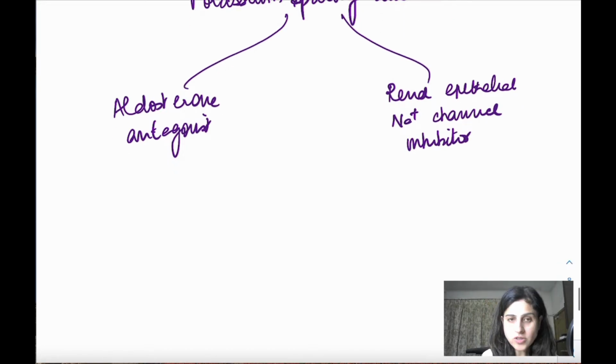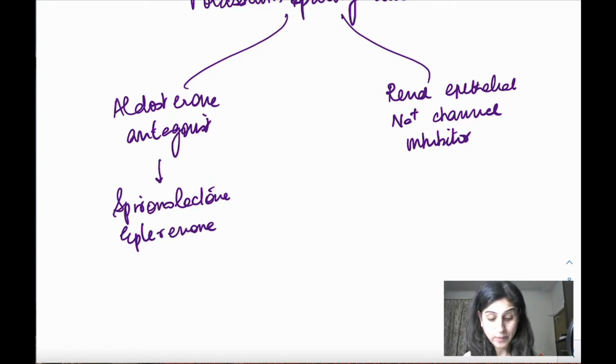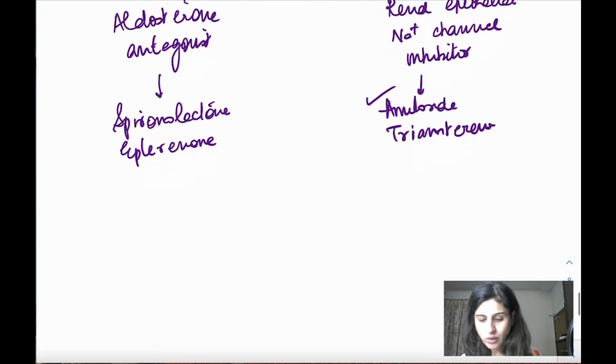Now, among aldosterone antagonists, we have spironolactone and we have eplerenone. Like a tongue twister it is, eplerenone. Okay, coming to the renal epithelial sodium channel inhibitors, we have amiloride and triamterene. And we prefer amiloride. So now what do they do?